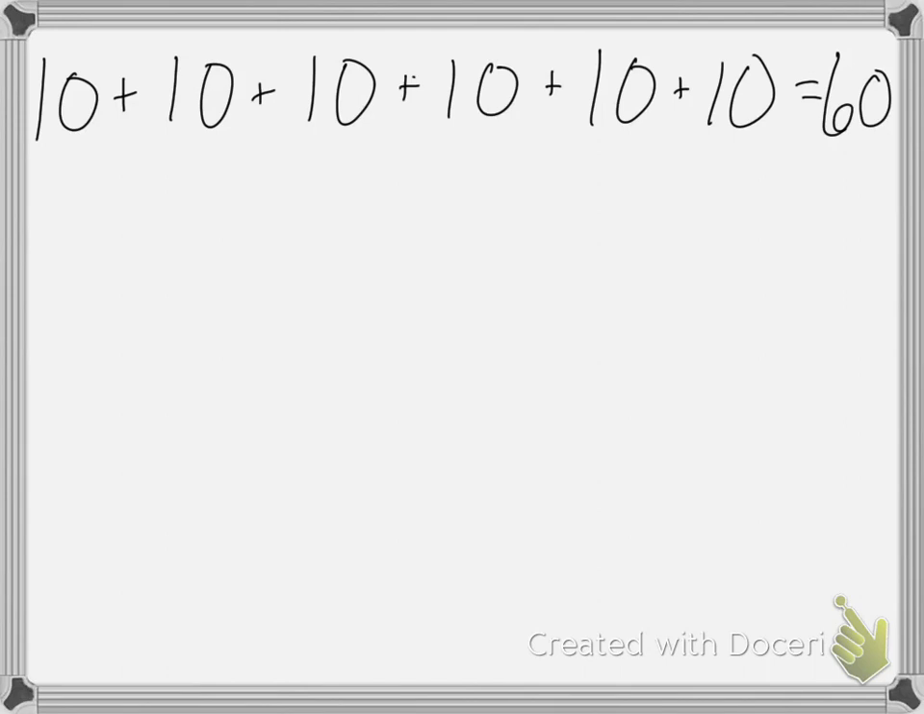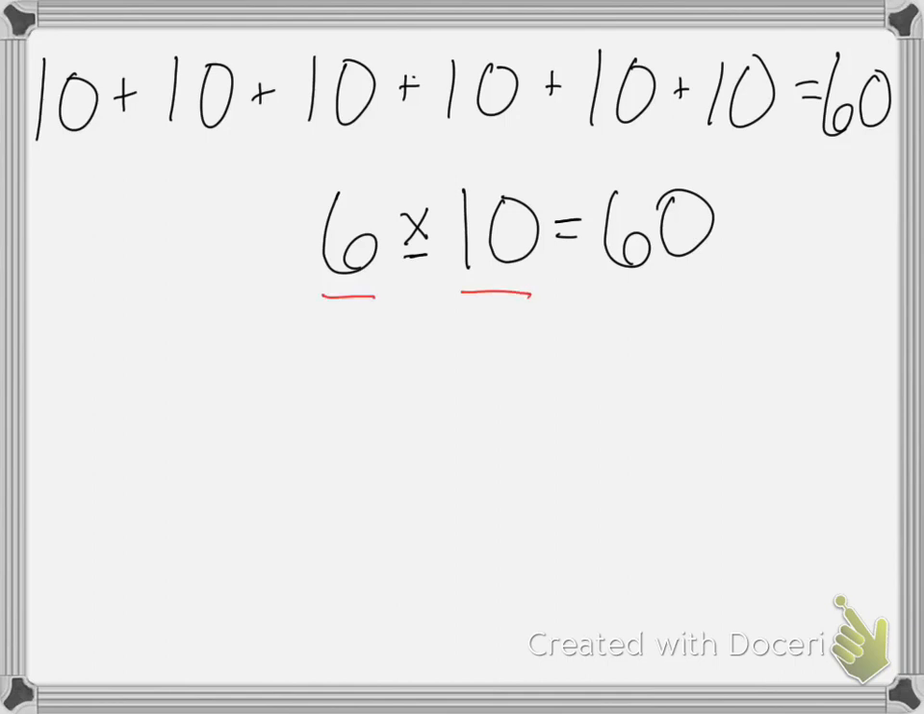So let's write this as a multiplication. So how many groups of 10 do we have? We have 6 groups of 10. So we do 6 groups of, with a times symbol, 10 equals 60. The factors of this problem are 6 and 10, and my product is 60.